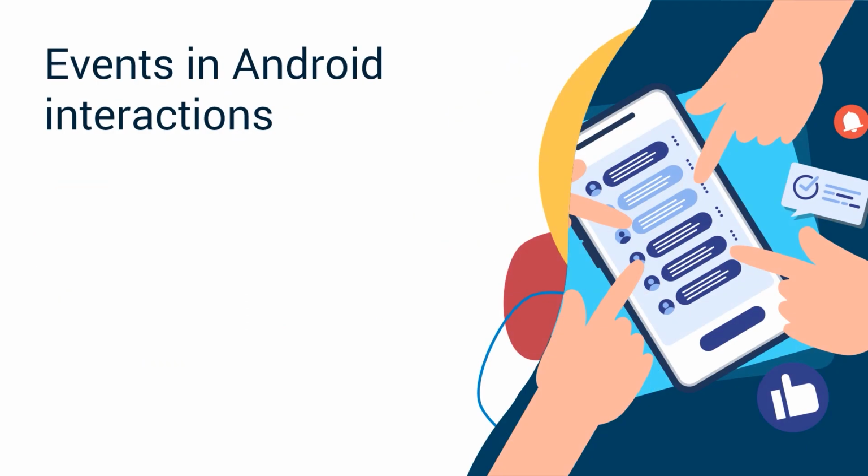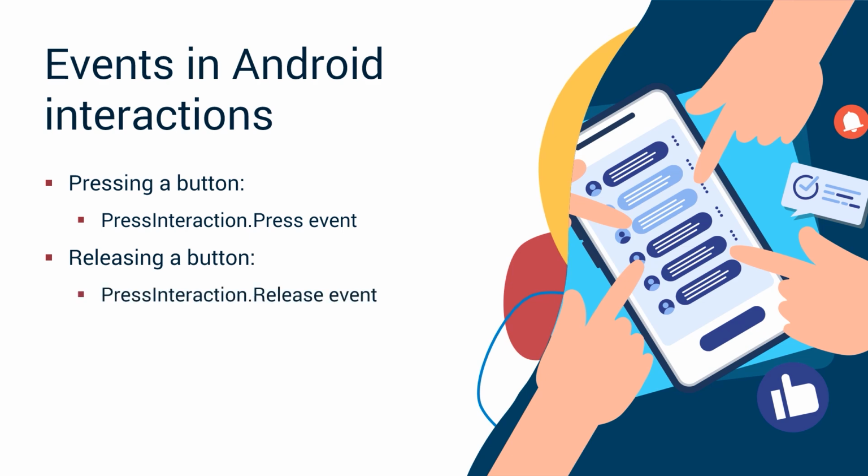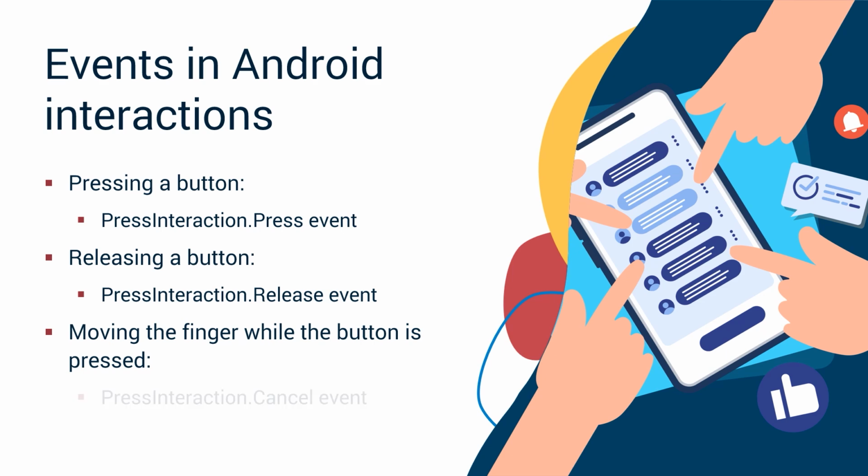Next, let's look at some events in Android interaction. When a user presses a button in an app, it triggers a pressInteraction.press event, whereas releasing the button triggers a pressInteraction.release event. However, moving the finger away while the button is still pressed cancels it with a pressInteraction.cancel event.